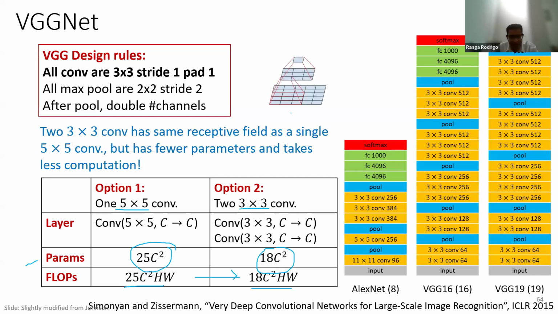But one thing is, two 3 by 3 convolutions have the same receptive field as one 5 by 5 convolution. We saw that when we studied the receptive field last time. Receptive field means if you take in this layer one element, it received input from these 3 by 3 elements. And if you take this element, that received input from this 3 by 3.